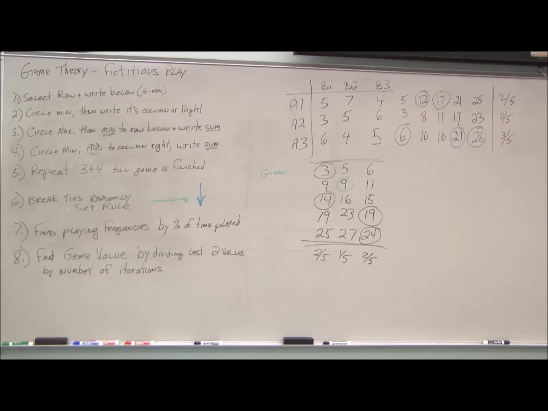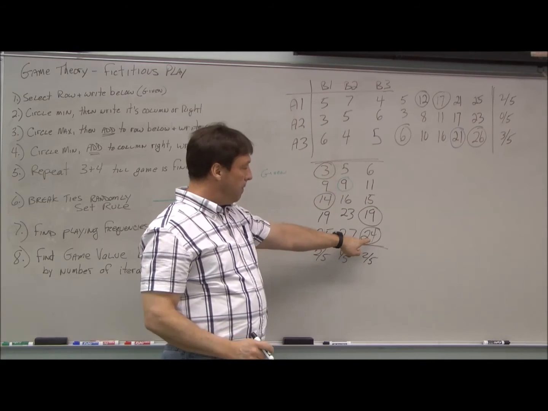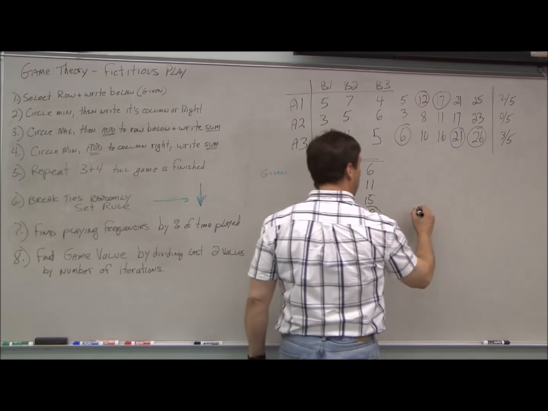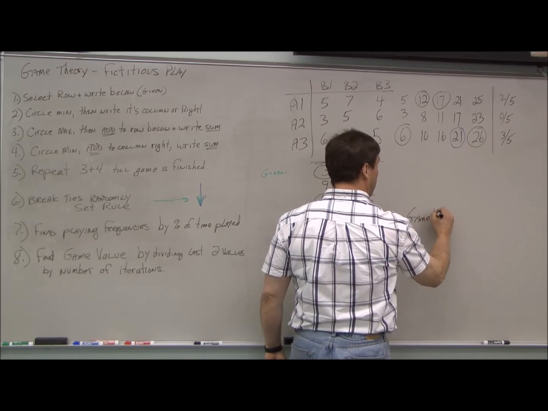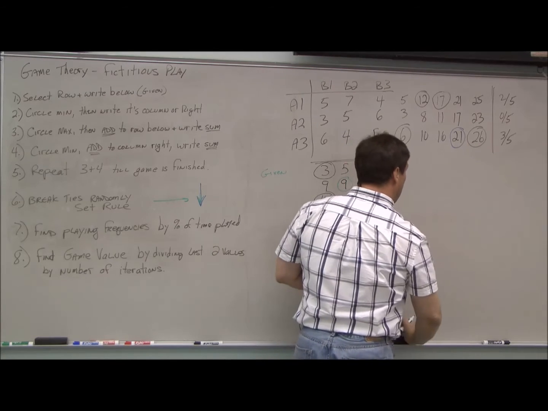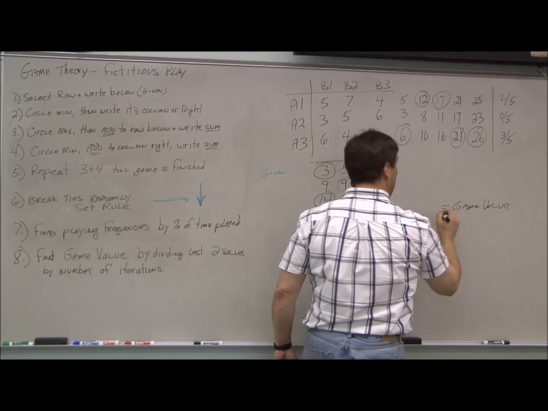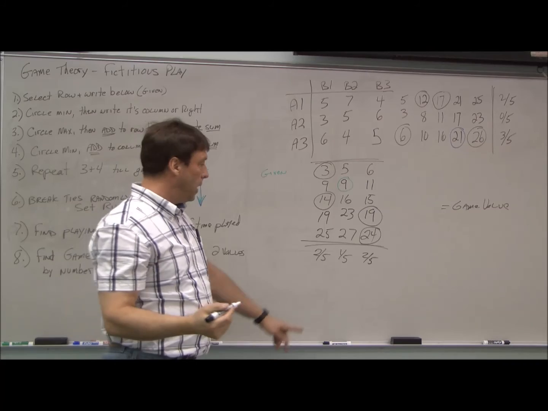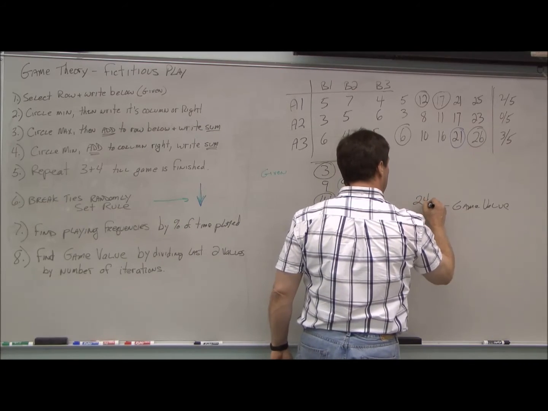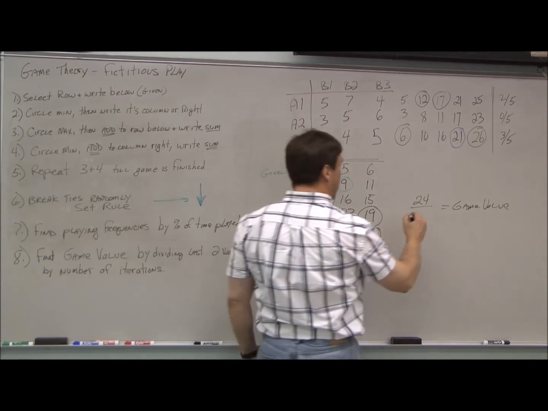We find the game value by taking the last 2 numbers played and dividing them by the number of iterations. So we know our game for this, the last number played is 24. I'll put this game value. All right, we know our game value is going to be in a range. The low end of the range is 24, and it's divided by the number of iterations. We played this 5 times.